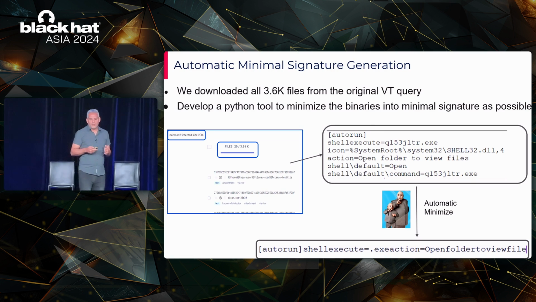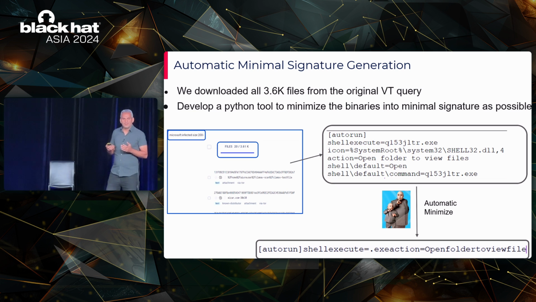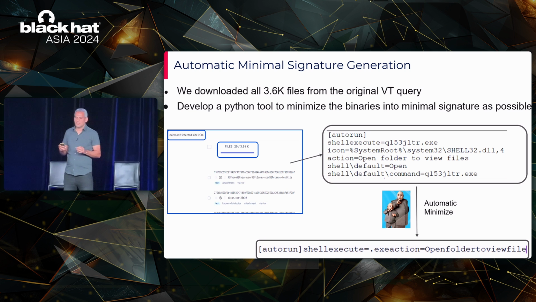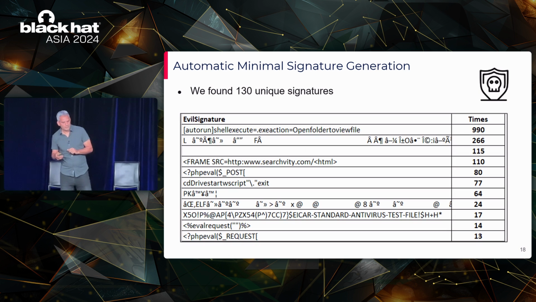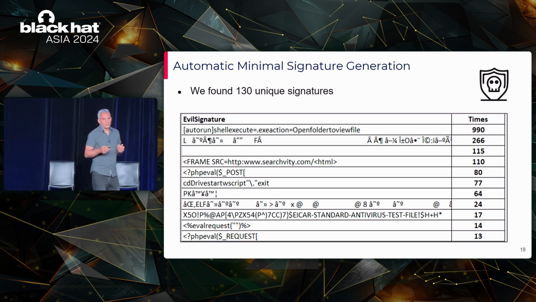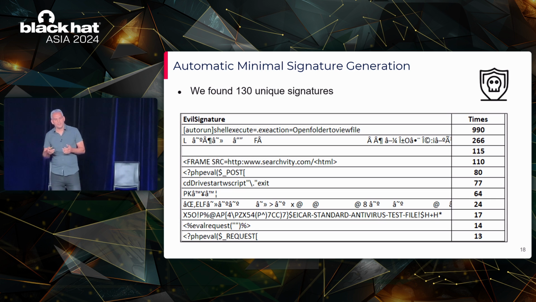We downloaded all 3,600 malwares from our original VT hunting query, if you remember, and developed a first basic tool to automatically extract the minimal signature from each malware. The script was very, very basic, just automating the manual process. A large part of the samples were actually variants of the same malware family, and eventually we found only 130 unique signatures.